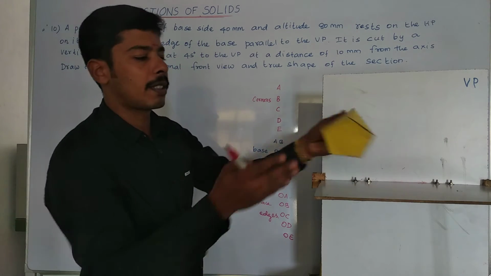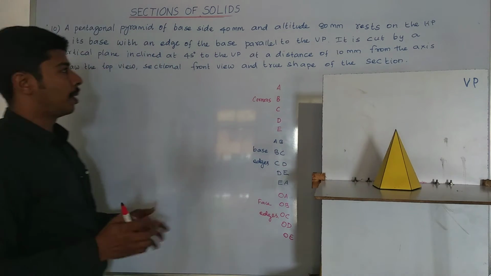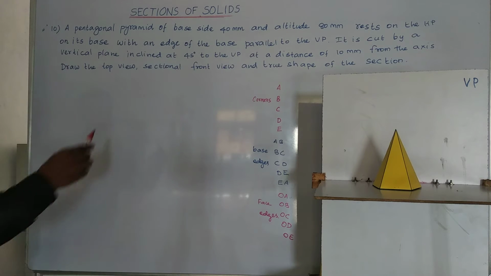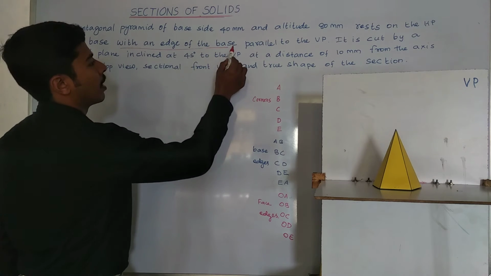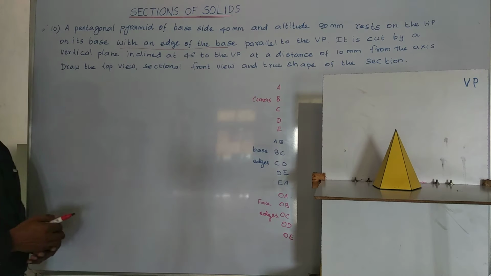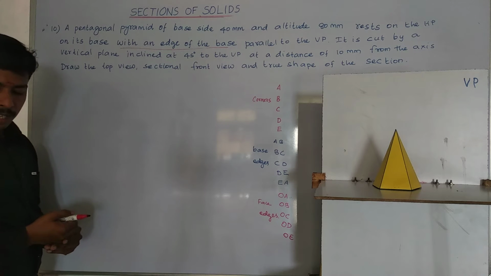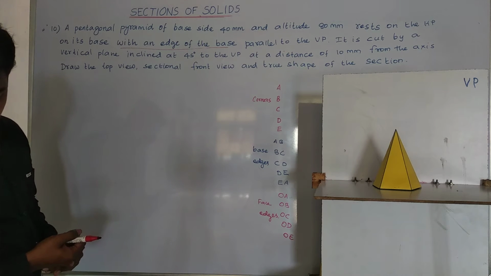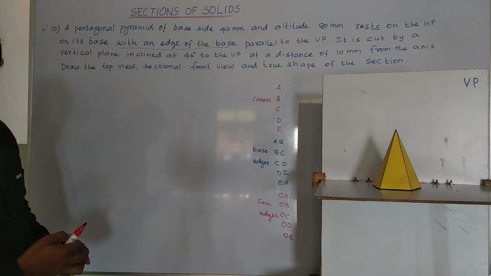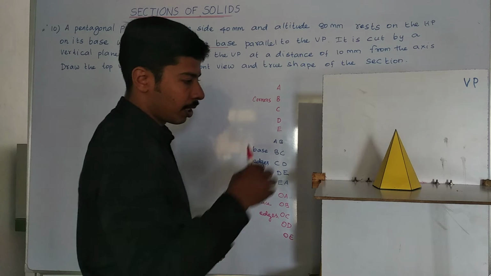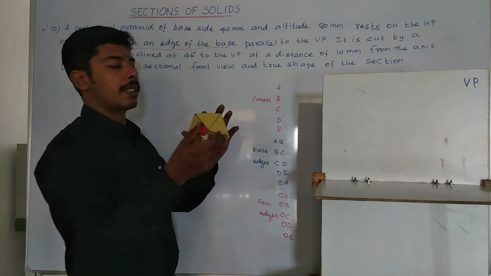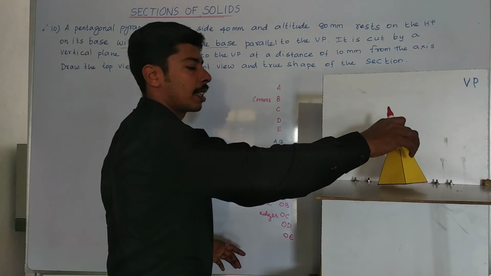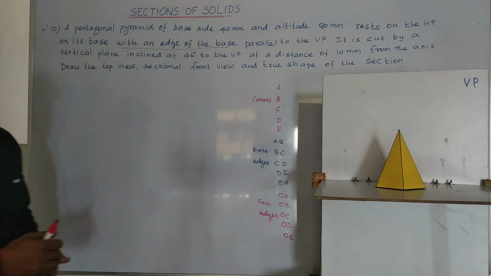This is the base resting on HP, with an edge of the base parallel to the VP. That means this edge of the base is going to be parallel to the VP.